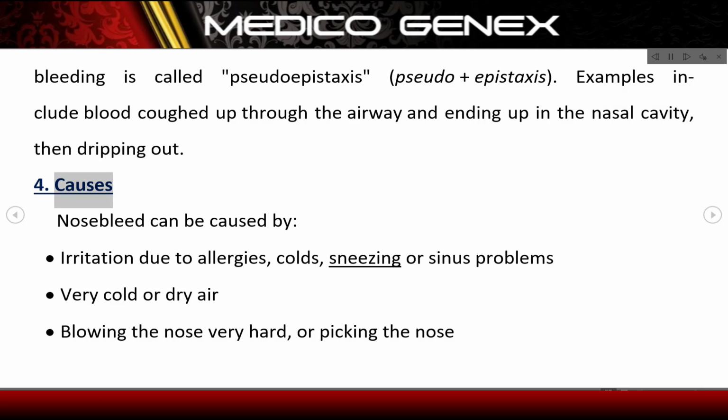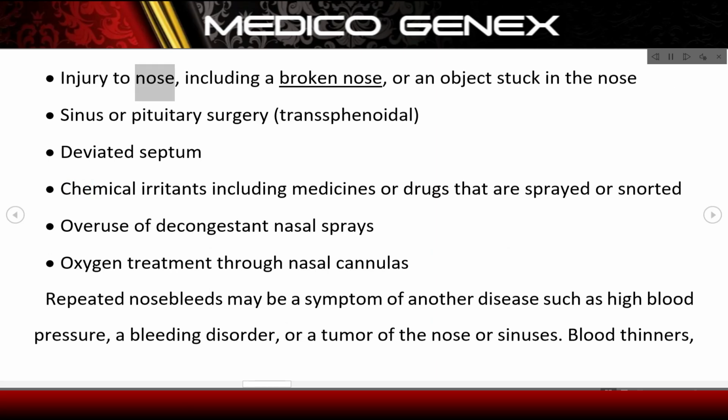4. Causes. A nosebleed can be caused by irritation due to allergies, colds, sneezing or sinus problems, very cold or dry air, blowing the nose very hard, or picking the nose, injury to the nose, including a broken nose, or an object stuck in the nose, sinus or pituitary surgery, transsphenoidal, deviated septum, chemical irritants including medicines or drugs that are sprayed or snorted, overuse of decongestant nasal sprays, oxygen treatment through nasal cannulas.